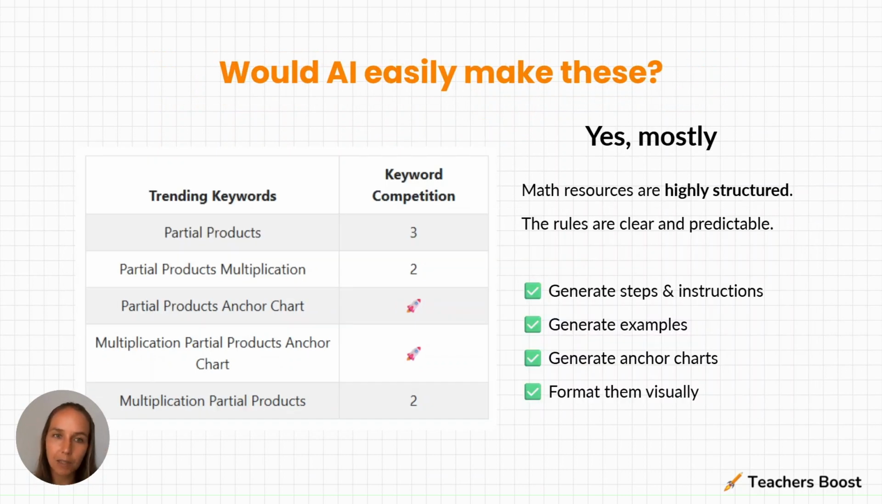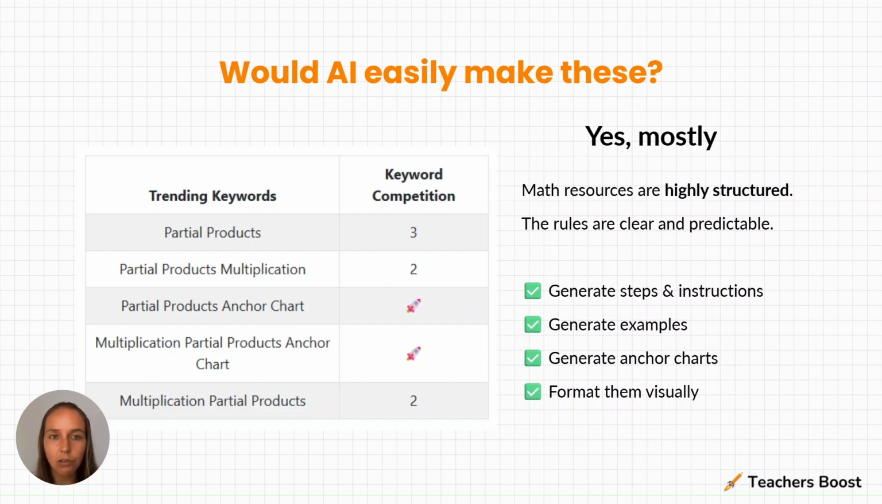So when it came to the math products and charts, we had partial products, anchor charts, multiplication partial products, resources around this math concept of partial products. ChatGPT said that it could easily make these. And the main reason was that these are math based resources, which means that they follow very clear rules. So there are clear rules for the partial products method. It's not a subjective topic. There are not a wide range of different ways to explain the method. So it's a highly structured resource, I'd say.